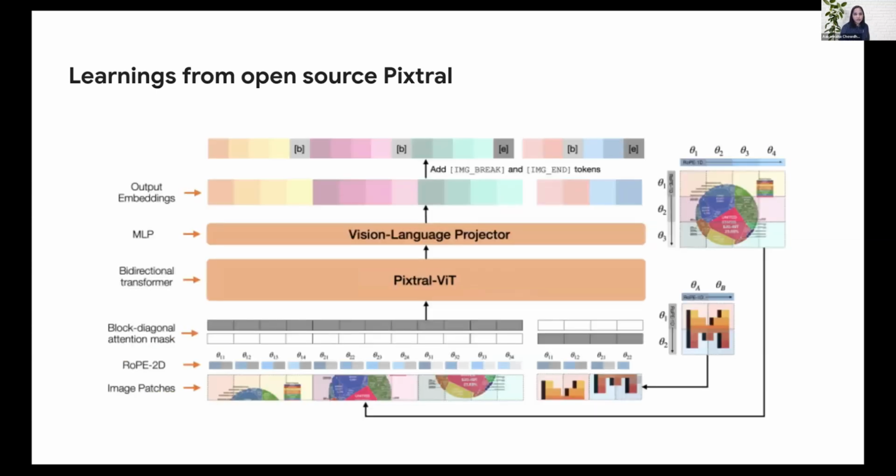Some interesting aspects worth highlighting in the architecture that Pixtral presents is that it is able to natively support variable image sizes. Why does variable image size matter? Because if you have a really big chart or a really big document, then you need to be able to handle that size.